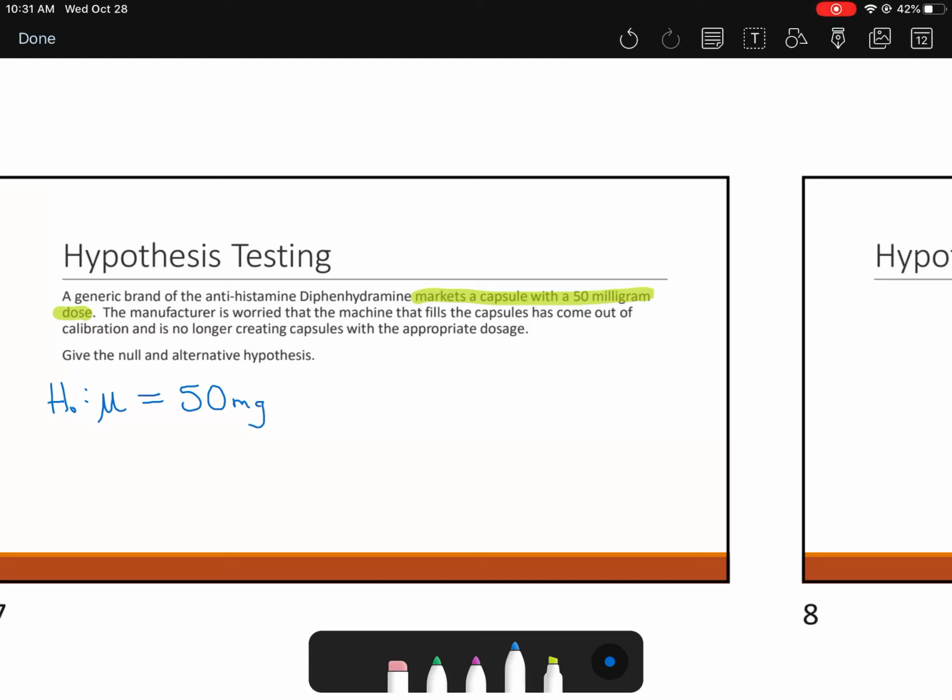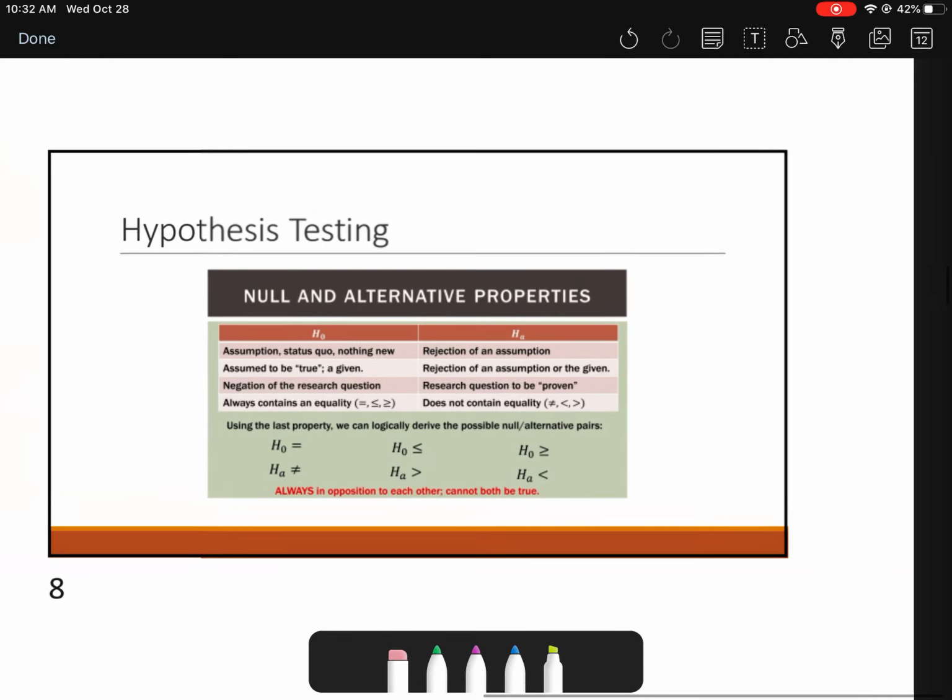Okay, now let's look at the next part. So what would be my alternative? They're telling us the manufacturer is worried that the machine that fills the capsule has come out of calibration and is no longer doing the appropriate dosage. So therefore, my alternative, H sub 1, would be mu does not equal 50 milligrams. Okay, and that's all there is to it. So you have to read the problem and see, for the null or the alternative hypothesis, am I saying is it not equal to, less than, or greater than?